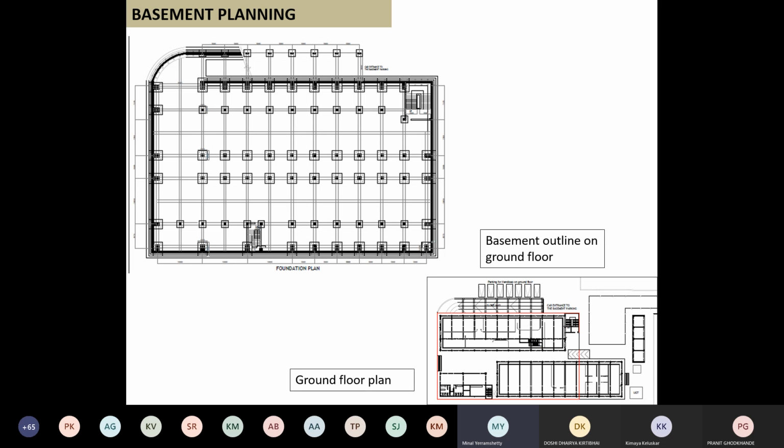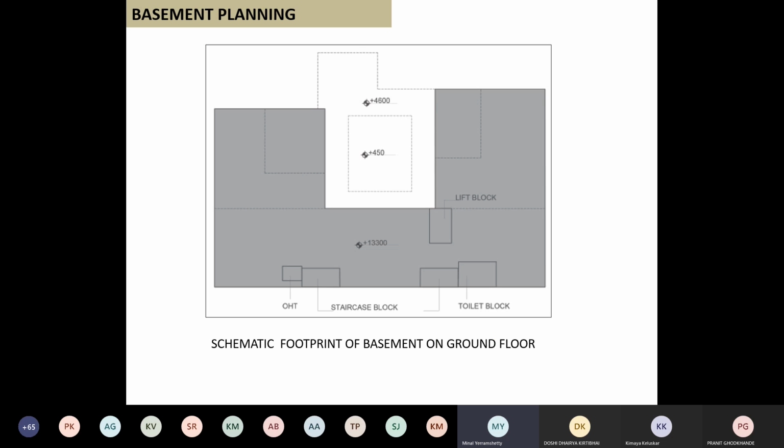Now, this is just a schematic footprint. If you see the dotted line, that is a plinth footprint, and the gray part is your basement. At the same time, she's trying to show what happens on the terrace as well. So your OHT, your toilet block, your staircase block, everything that goes up. So it's a clear-cut idea of what I'm going to see on a terrace, what I'm going to see on the ground, and what services pop out of the basement.